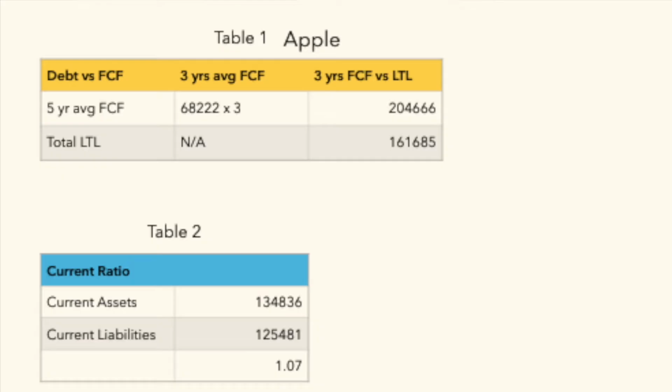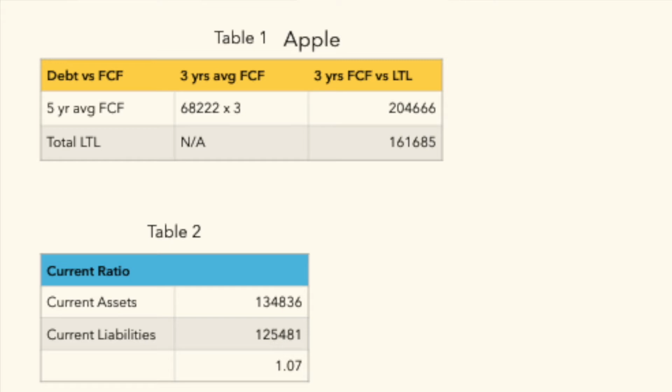Next, we go ahead and take a look at Apple's debt. We look at the average of their last 5 years of free cash flow. That's about $68 billion. And then we multiply it by 3 and get $204 billion. We want to see that the long-term liabilities come under this amount, because that means that 3 years of their average free cash flow is able to pay off that long-term debt in that amount of time. It is indeed under that amount at $161.6 billion.